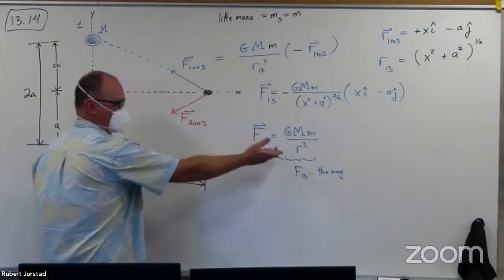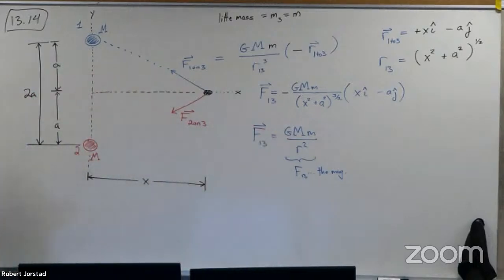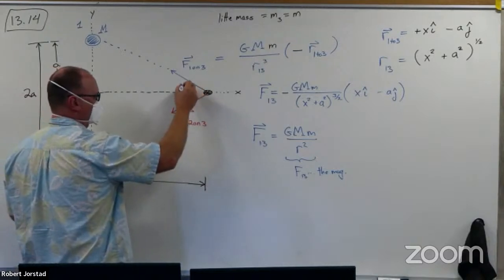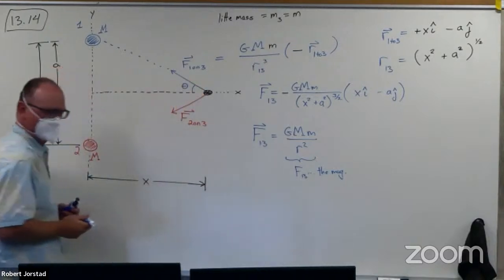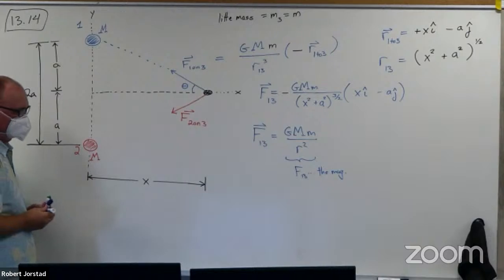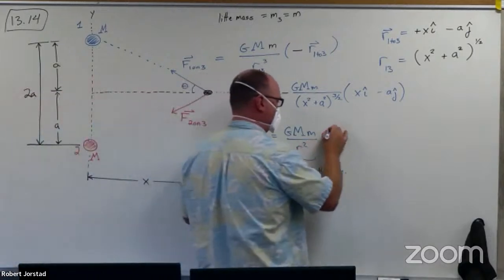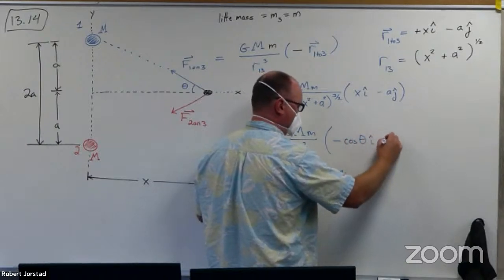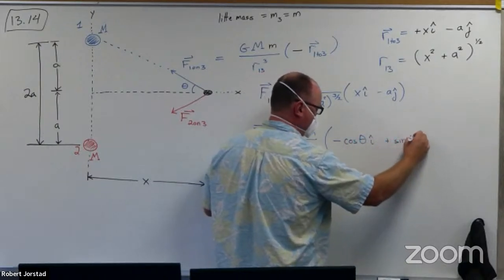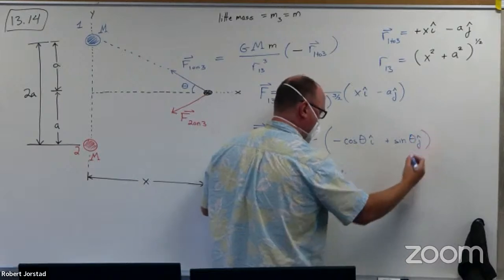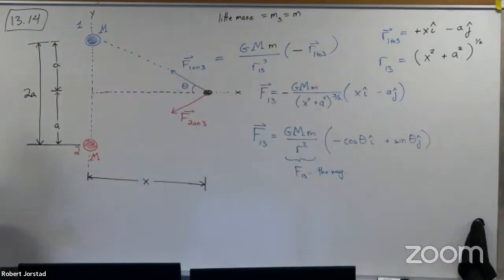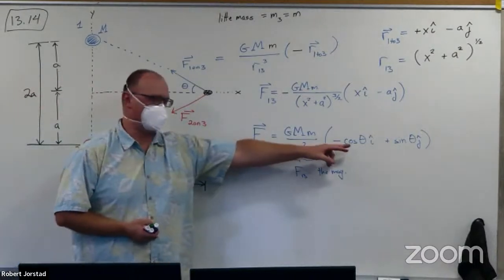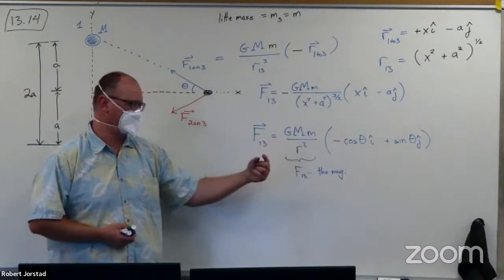I could get the magnitude of the force, and I could put in some angle here, theta, and it would be negative cosine theta in the I hat plus sine theta in the J hat. That would also work. Do you guys buy that? The magnitude, and then you say cosine theta in the negative I hat.